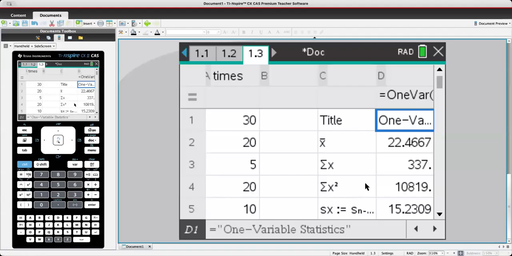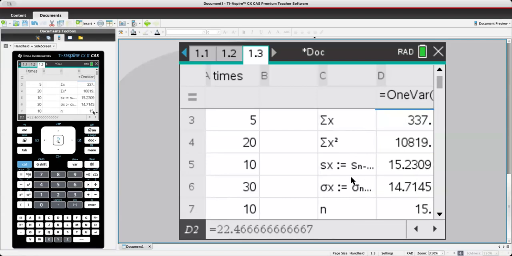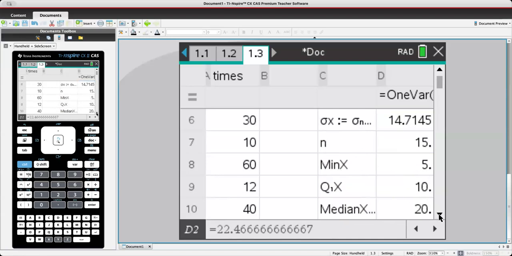So looking up here, we have X bar, which is, what's X bar again? That's the mean. We have the sum of all of the data points, which was 337. We have the sum squared. We have the standard deviation, which we'll come back to. The number of data points was 15. That's n.